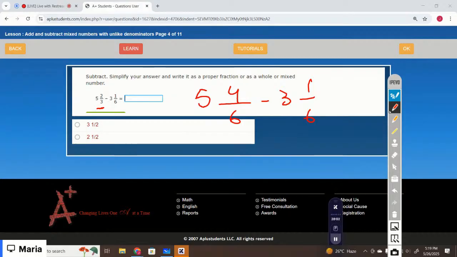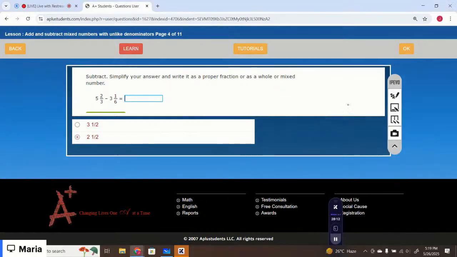Option number 2 is the correct option. That is 2 whole 1 over 2. Option number 2 is the correct option.